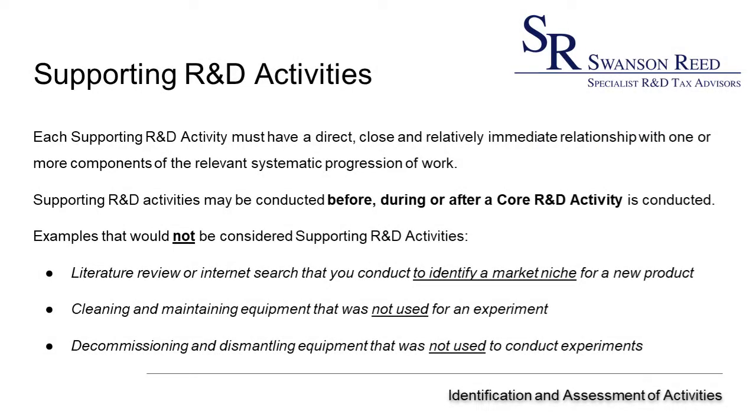Each supporting R&D activity registered must be directly related to one or more core R&D activities. In other words, the activity must have a direct, close, and relatively immediate relationship with one or more components of the relevant systematic progression of work. Supporting R&D activities may be conducted before, during, or after a core R&D activity is conducted. The key is that the supporting R&D activities must be directly related to the conduct of a registered core R&D activity.